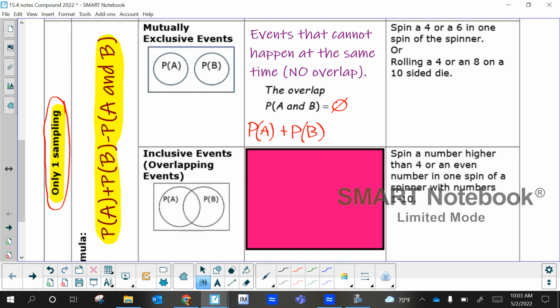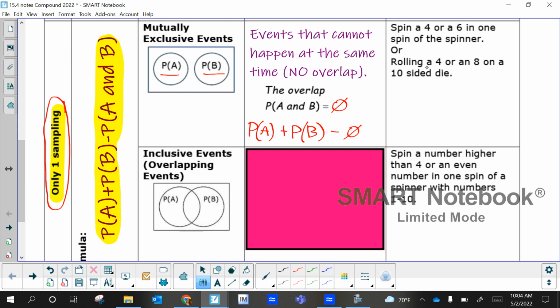Now you can still fill it in because you're minusing 0, okay? So you're just doing that part only, okay? Because it does not exist. There's nothing there. So here's a little Venn diagram to kind of show how there's nothing in common here. There's no overlap. Here's A over here and here's B over here. So, let's look at this example. There's actually two of them. You spin a 4 or a 6 in one spin, okay? A 4 is completely different from a 6, so it's not going to be any type of overlap, okay?